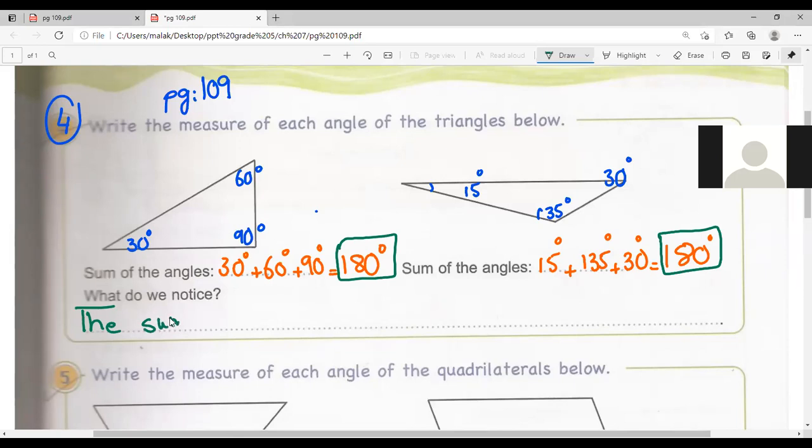So, in any triangle, the sum of all angles should be 180 degrees. So, the sum of all angles in any.